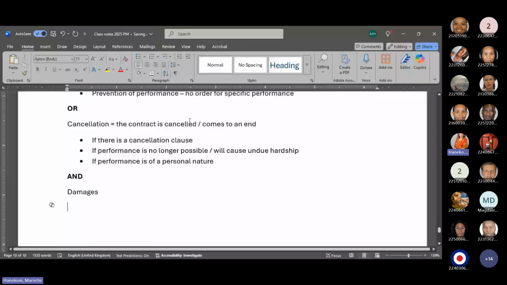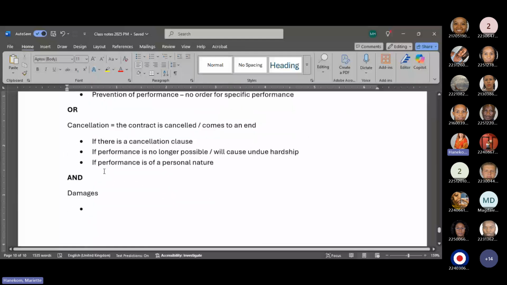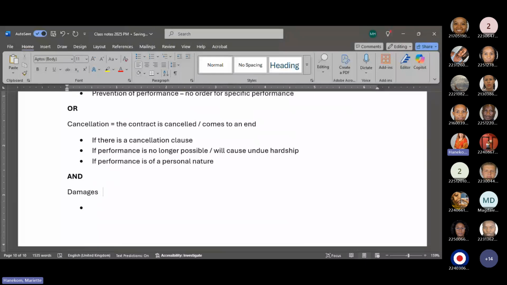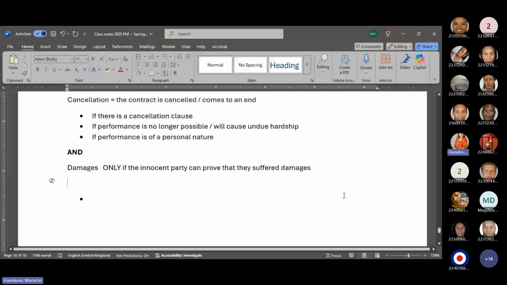opt for specific performance. Now, a claim for damages, I said that you can get specific performance or cancellation plus damages. But that doesn't mean you're always going to get a bag of money. You only get damages if you need to prove that you suffered damages. How are damages calculated? Damages is not a get rich quick scheme. It's not the court randomly giving you 6 bags of money.